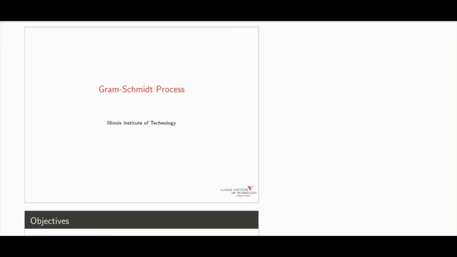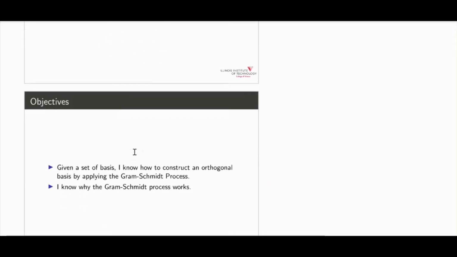And how do you actually do that? So this Gram-Schmidt process that we're going to talk about in this video will give you an algorithm, a procedure on exactly how to convert a basis that might not be orthogonal into an orthogonal basis. And let's get right to it. All right, so let's first look at the objective for this video.